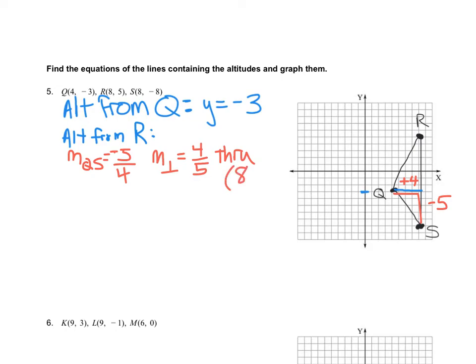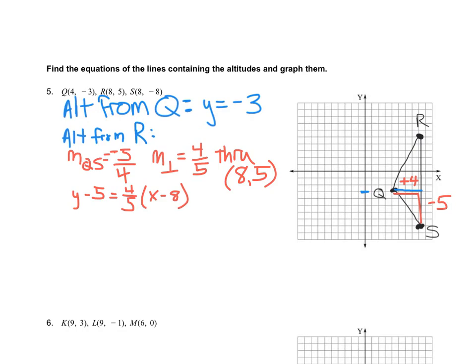So we know the altitude from R is going to go through point R, and point R we know is (8, 5) for its coordinates. So as far as the work for this one, we're going to substitute in y minus y1, where y1 is the y coordinate, so y - 5 is going to equal 4/5 times parentheses x minus the x coordinate, which in this case is 8.